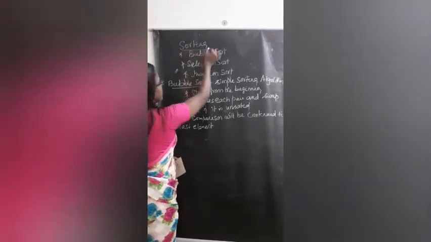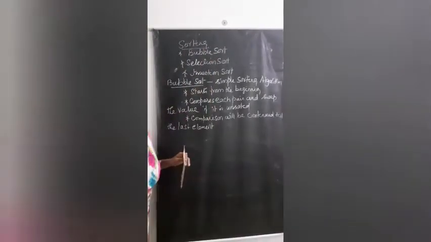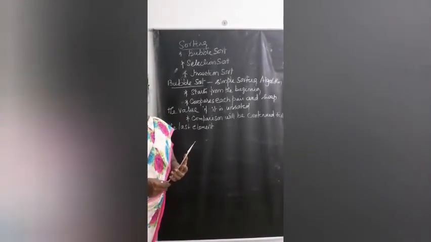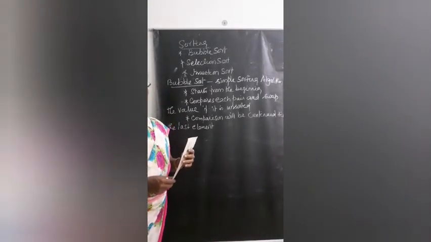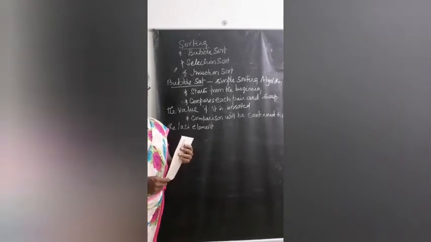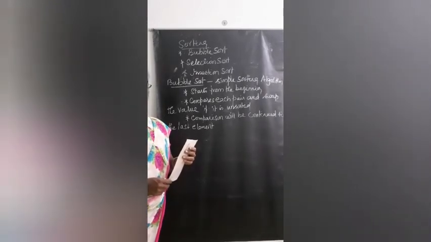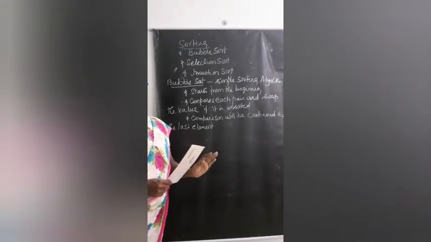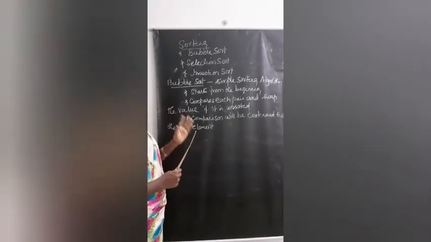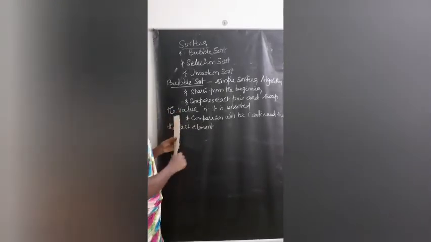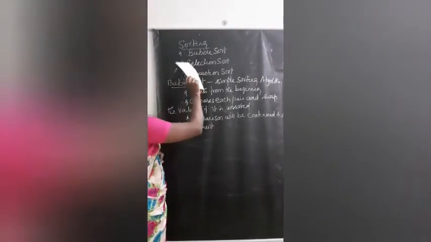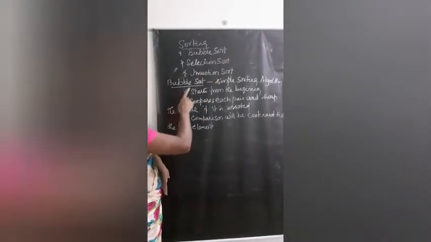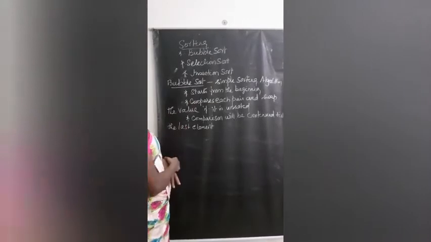See, the next topic is sorting. First we learned searching. There are two types of searching seen, that is the linear search and the binary search. Linear search is somehow easier, and the binary search is through mid value finding. And again the next topic is sorting. Sorting is of three types: bubble sort, selection sort, insertion sort.